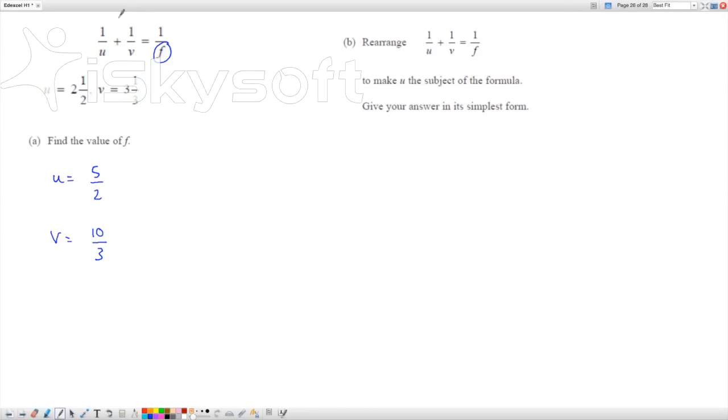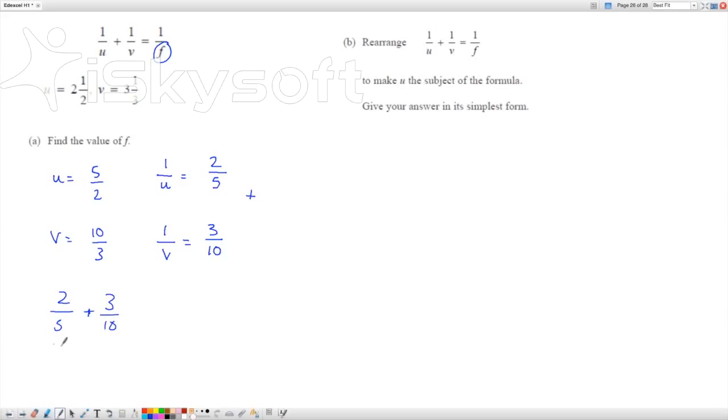Now we don't want u, we want the reciprocal, we want 1 over u. The reciprocal of 5 over 2 is 2 over 5. To find the value here, the reciprocal, we flip our fraction. Similarly here, 1 over v, flip round, the reciprocal is 3 over 10. Now we have these two values to replace here and here. We can add these together, 2 over 5 plus 3 over 10.